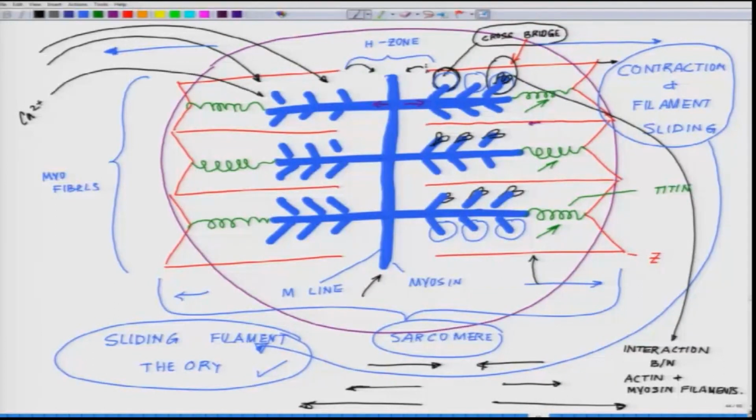Now, when you are introducing calcium ions, say for example, this milieu is now filled with calcium. Under that situation, what will happen? Actin and myosin bind strongly to one another. It is believed that binding of calcium ion to troponin physically moves the troponin-tropomyosin complex, so that the active sites on the actin filaments are exposed. What does that mean? Let me put it together.